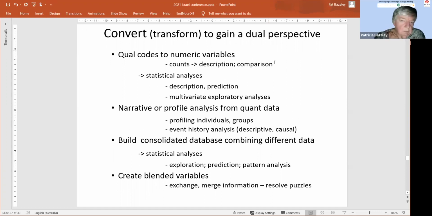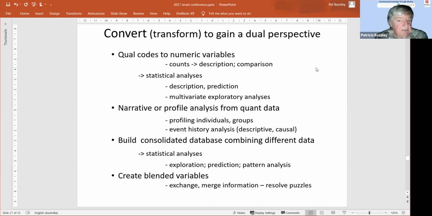The final group that I will talk about here is converting or transforming data in order to give you a dual perspective. I will treat this one fairly quickly to allow time for questions. Basically, you can convert qualitative codes to numeric variables, and that allows you to get counts. There are all kinds of provisos about what kinds of counts are used for what purposes, which are described in an article by Sandelowski and colleagues or in my book on integrating analyses. I go into some depth on that.